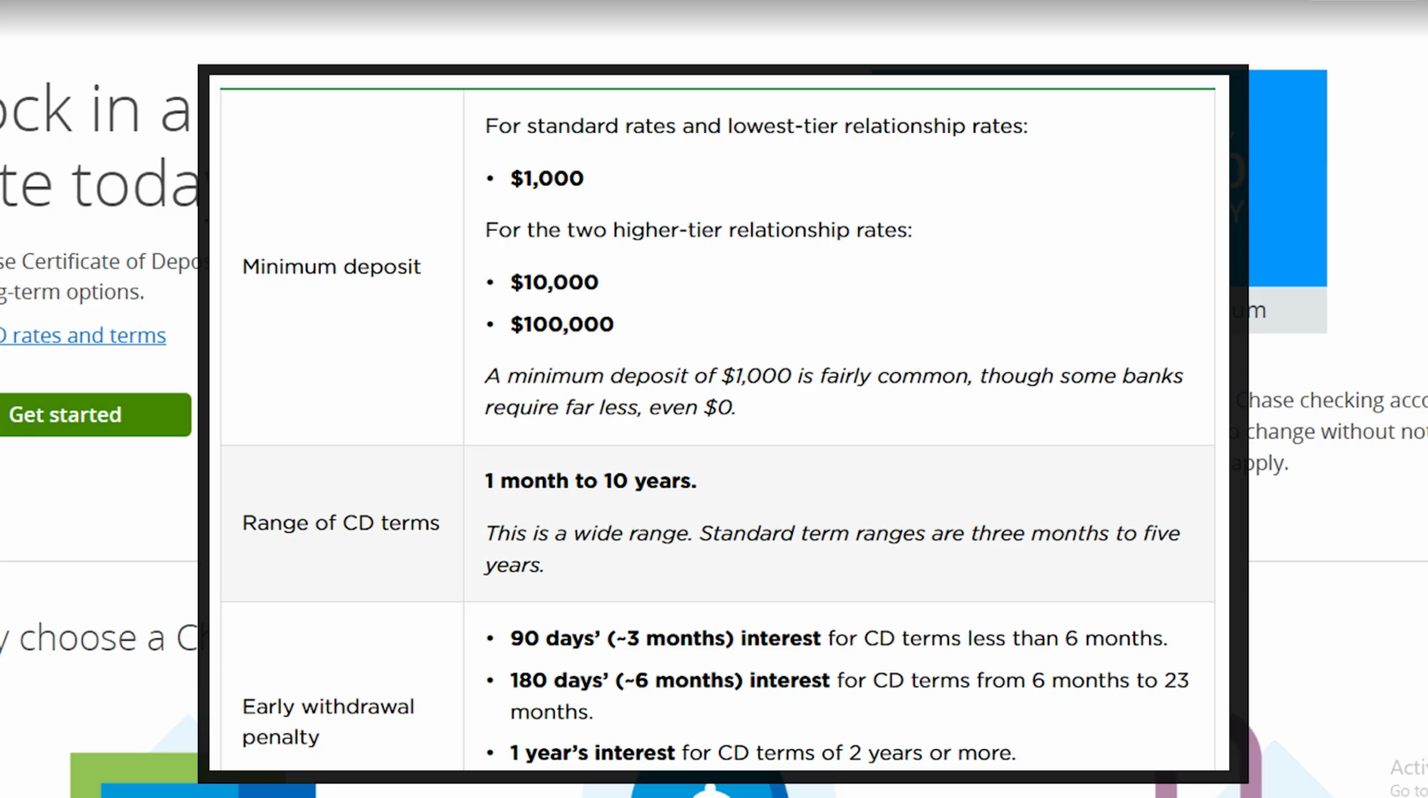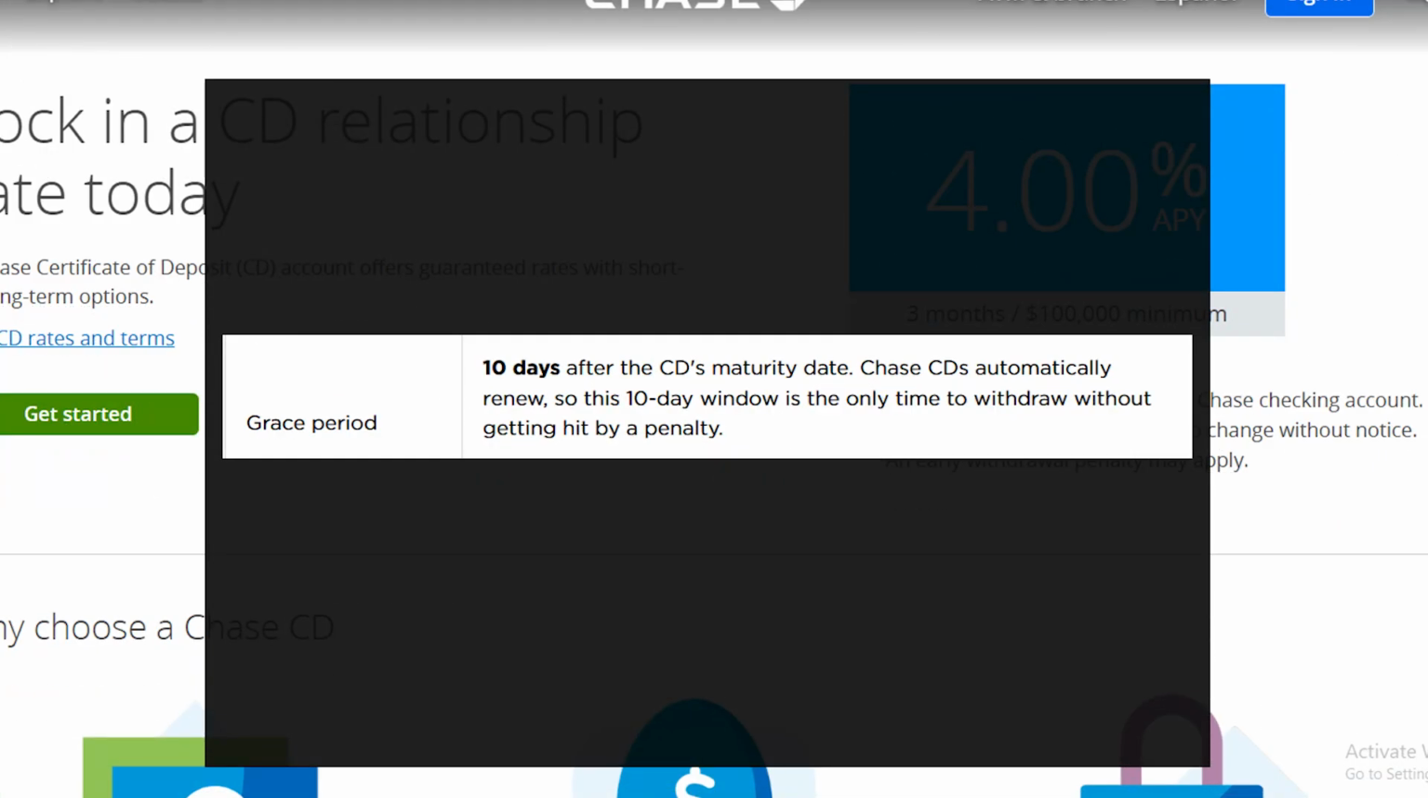Grace period for Chase CDs. Once your CD matures, Chase offers a 10-day grace period. During this time, you can withdraw your funds, deposit more money, or roll over into a new CD without penalties. However, if you don't act within this window, your CD will automatically renew, and you'll have to wait until the next maturity period to make changes.